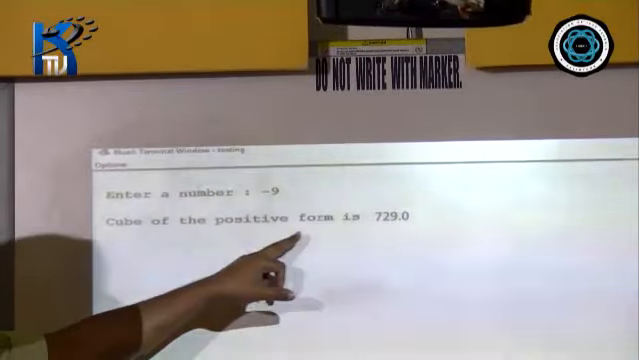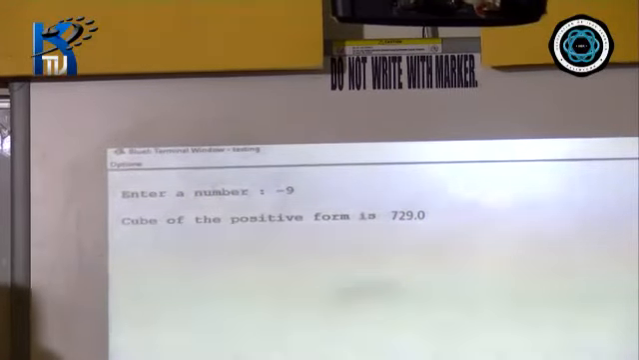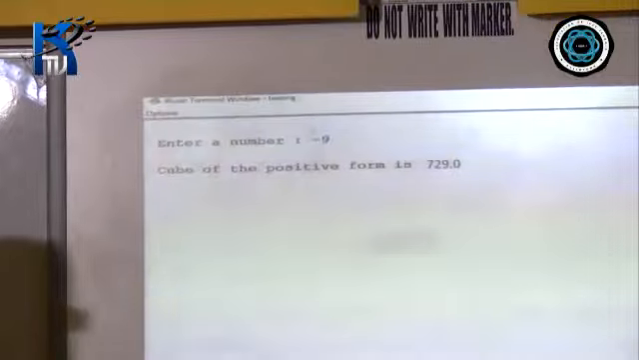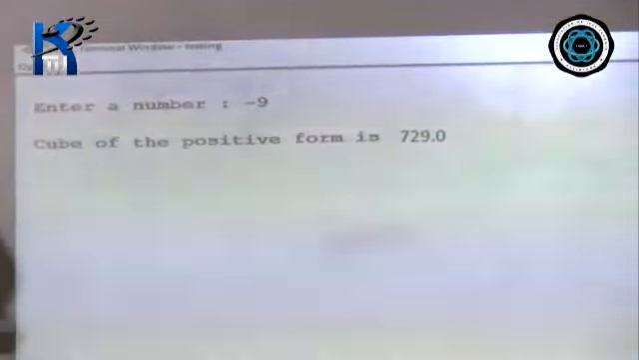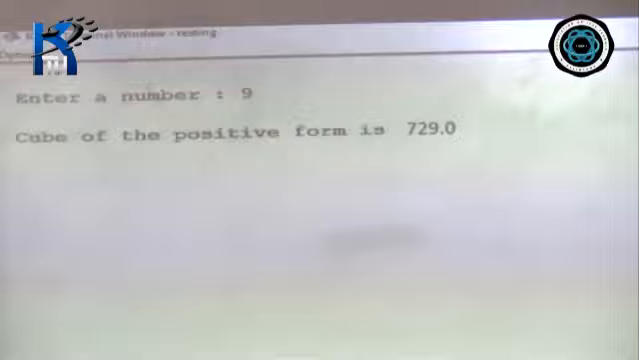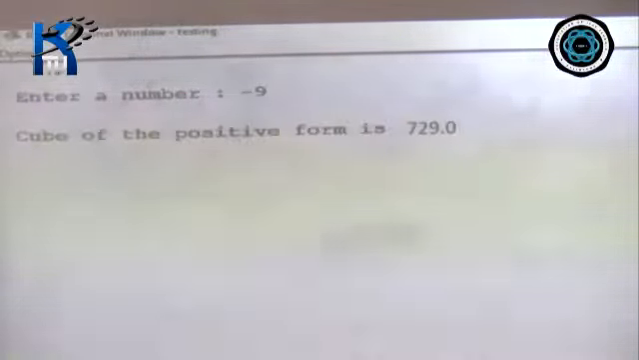So here, when we entered -9, we are getting the same, the positive form, 729. See, the cube is a positive value. When we entered 9, then also it was 729. When we have entered -9, then also it is 729. Because after we have entered -9, it has been changed to positive 9. And then the calculation has taken place. Fine? Good. Now we move on, I think, to the next program.